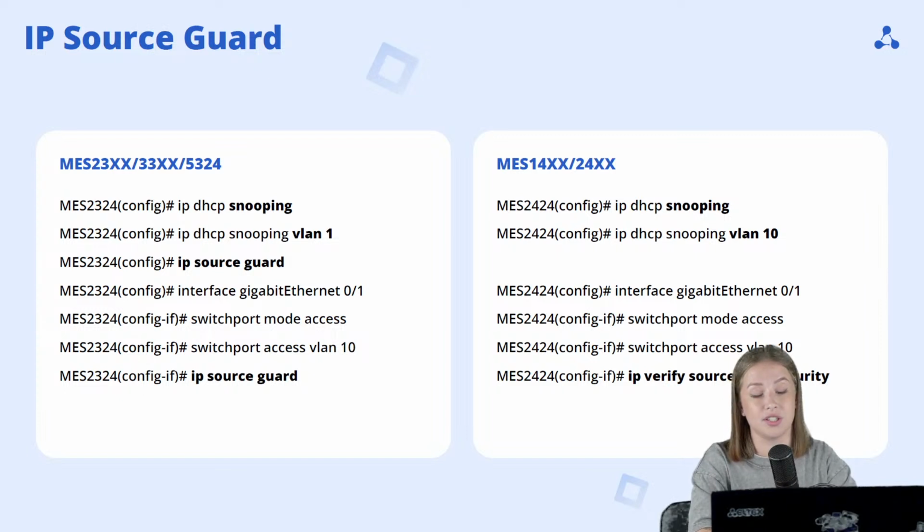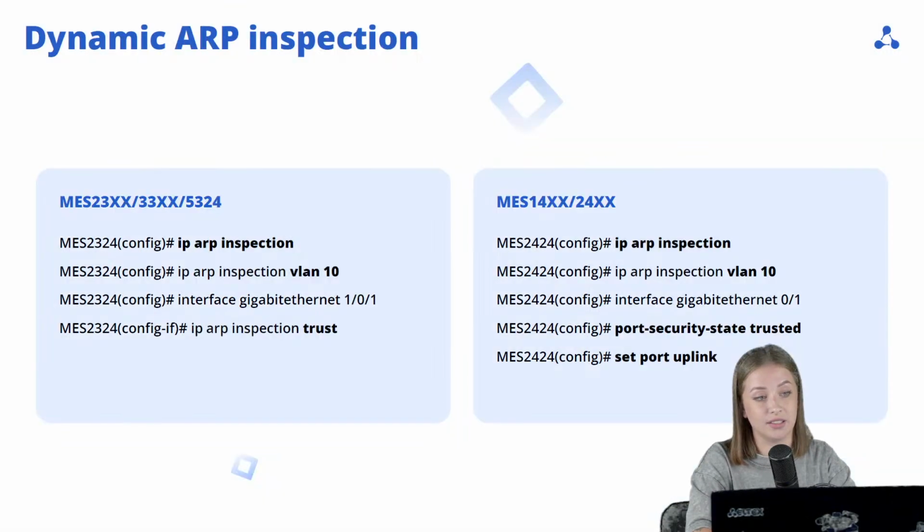The IP source guard functionality works based on the DHCP snooping compliance table and protects from IP address spoofing in the traffic that comes from the client. As you can see, on the MES23 line, we just need to enable it globally and on the interface. But on the 24 series, we just need to enable it on the interface with the command ip verify source port-security. And finally, let's talk about dynamic ARP inspection.